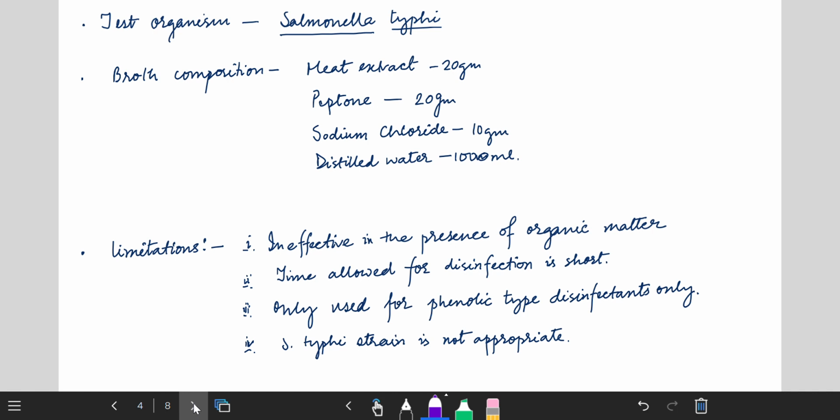Now, what are the limitations? It is ineffective in the presence of organic matter. When organic matter is used, this test shows less reliable, incomparable results. The time allowed for the disinfectant is short, only 10 minutes. It is only used for phenolic type disinfectants, meaning disinfectants whose composition is phenol-like. The Salmonella typhi strain is not appropriate because it is a very harmful strain, so precaution is needed when performing this test.